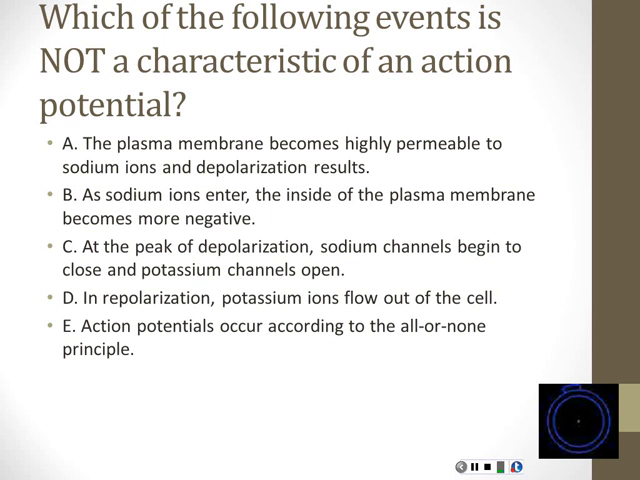That's everybody. Okay, so let's do them one at a time. So A, plasma membrane becomes highly permeable to sodium ions and depolarization results. Yes, that's the upstroke, right? So when we go from minus 60 and we shoot up to plus 30, that's because sodium ions are rushing in, depolarizing the membrane.